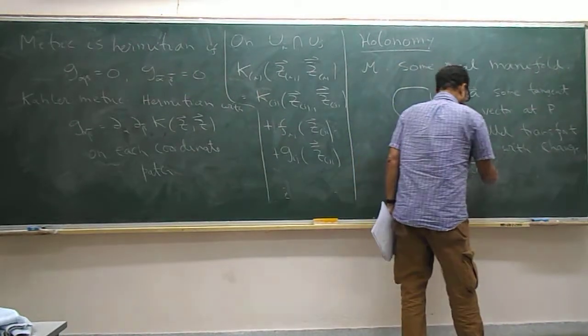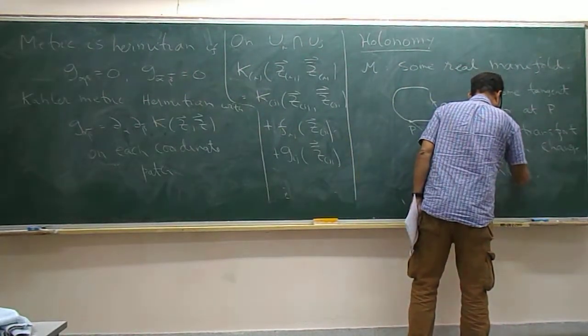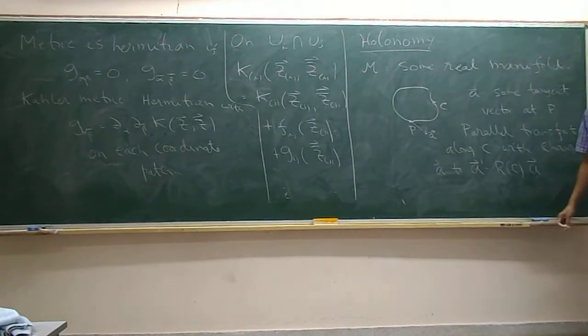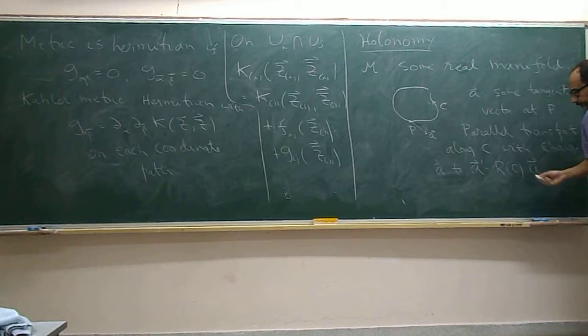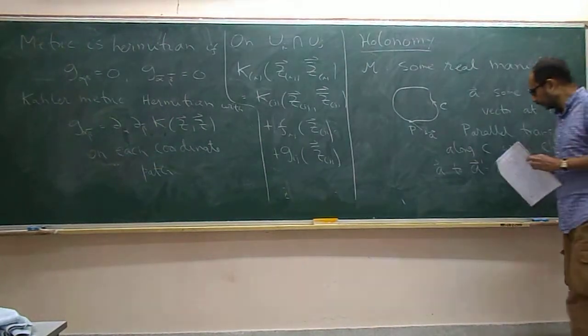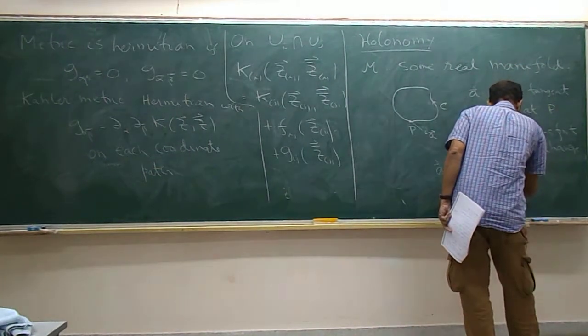But A prime is related to A by a linear relation, some matrix R_C. Of course the relation is linear, because parallel transport is a linear differential equation. So what it will come back to is some matrix whose dimension is the same as the dimension of the tangent space. This is known as the holonomy along C.